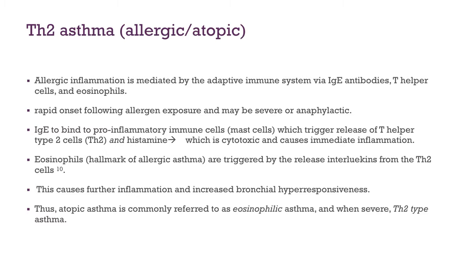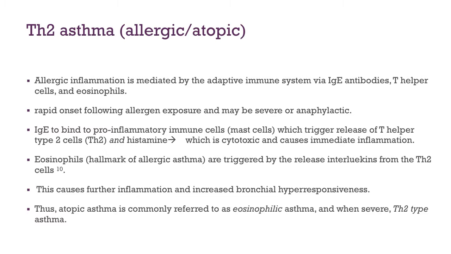Th2 asthma is again our allergic or atopic. Allergic inflammation, as we know, is mediated by our adaptive immune system via the IgE antibodies, the T helper cells, and our eosinophils. It frequently has a very rapid onset following allergen exposure, and it can sometimes be severe or anaphylactic, although it is not in most cases. So the IgE is essentially binding to our pro-inflammatory immune cells, the mast cells like we talked about, and these trigger the release of our T helper type 2 cells, which short form is Th2, and release of histamine.